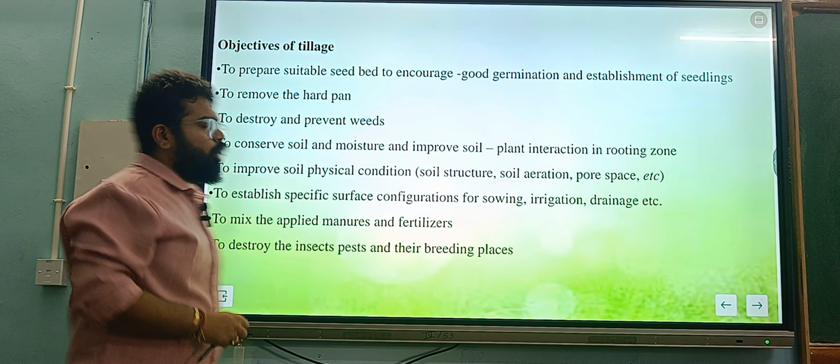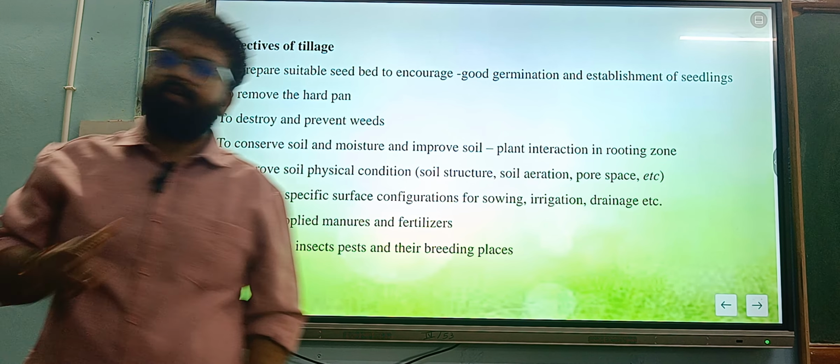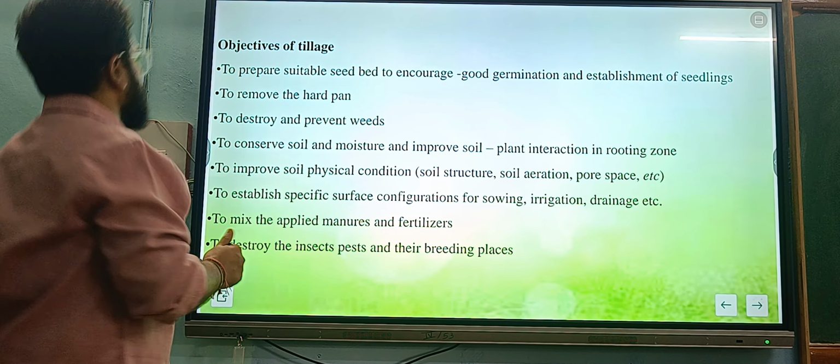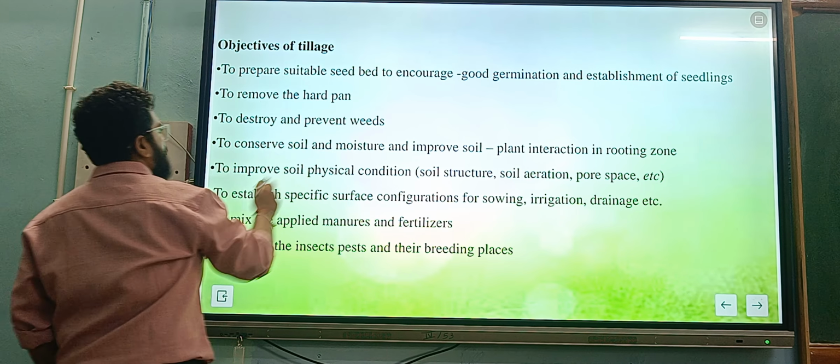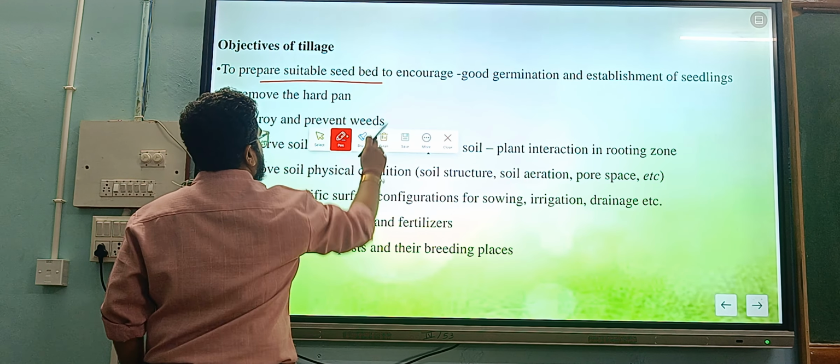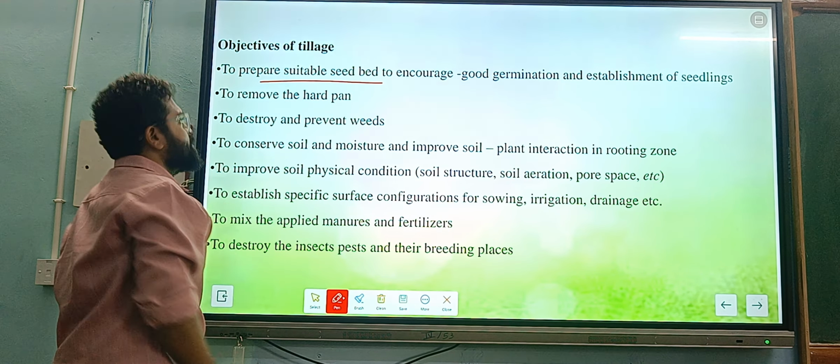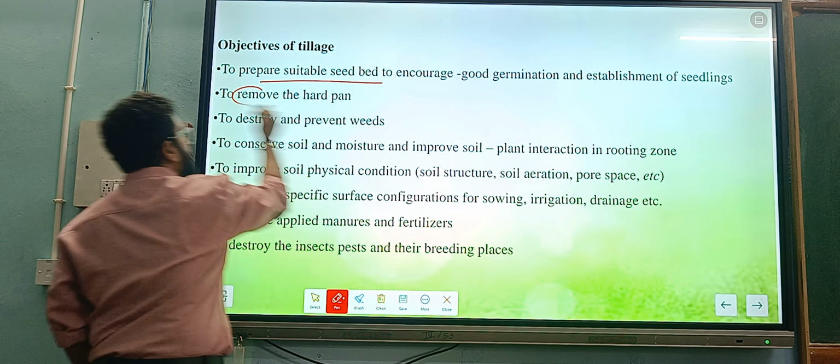Then, what are the objectives of tillage? As we have discussed already, the objectives include to prepare a suitable seed bed which encourages the seed germination, to remove the hard pan.